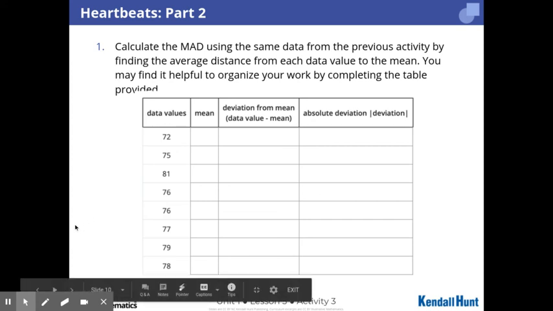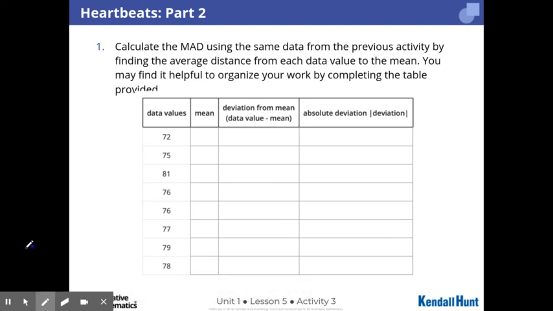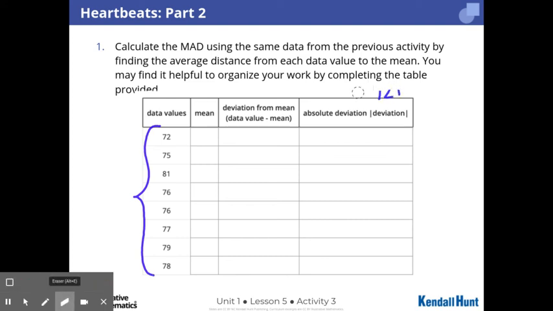So the first thing you have to do is find the mean. So the mean of your original number. So we're going to take our data values and you have to add all of those up. So we would have 72 plus 75 plus 81. So we can add all of those up and get our total value of 614. Let me fix that. That's a little rough.